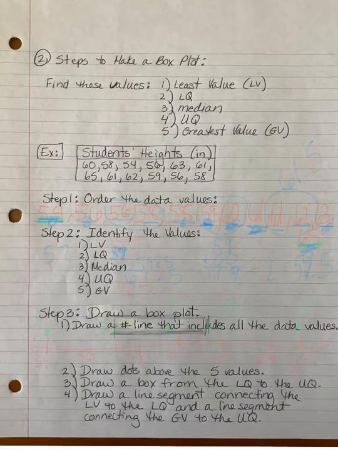Then I draw a line segment that connects the least value to the lower quartile, and a line segment that connects the upper quartile to the greatest value. Sometimes box plots are called box and whisker plots because these lines out to the side are considered whiskers. So I drew a box from the lower quartile to the upper quartile, around those dots, and then I drew a line from the least value to the lower quartile and from the greatest value to the upper quartile.